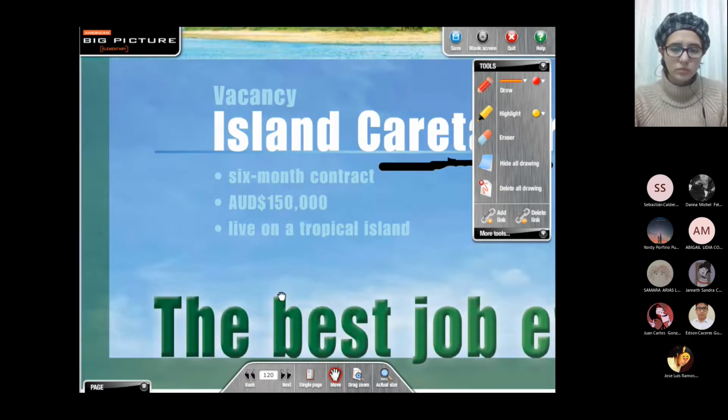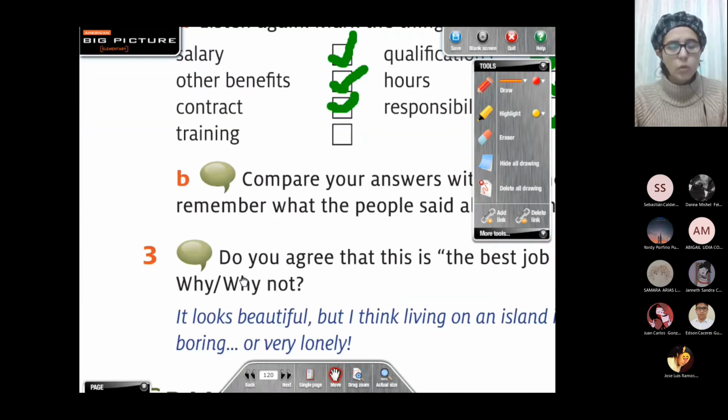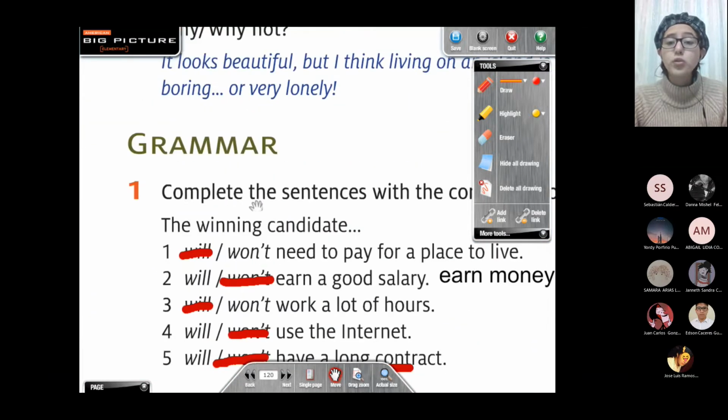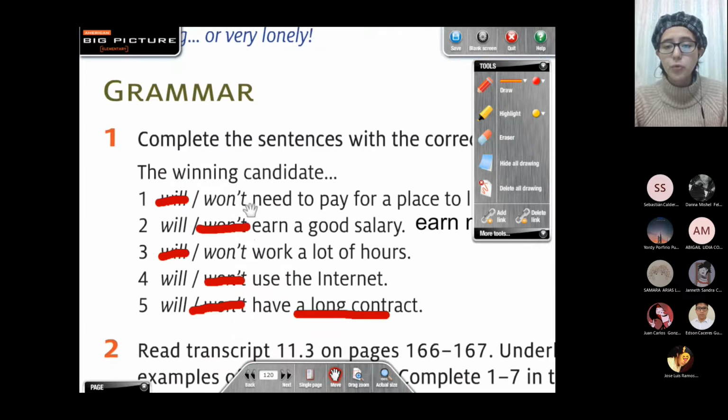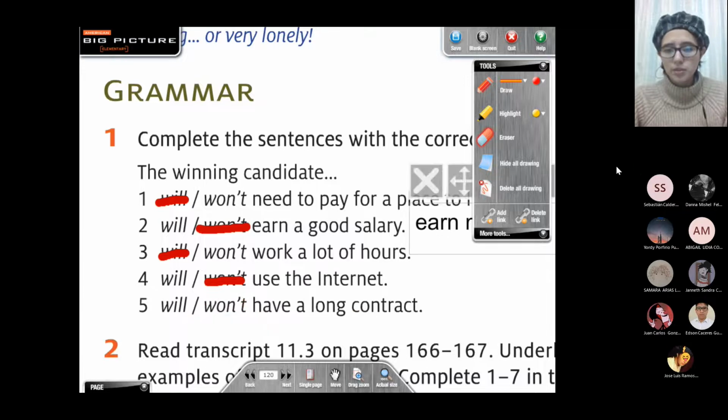Entonces no se lo tomo. Okay. Well, yeah, normally 1-2 years, right? 2-year contract. That will be a long contract. Sí, normalmente los contratos que son de 2 años o de 1 año, yes, they are considered a long contract. But this is only for 6 months. So the winning candidate won't have a long contract.